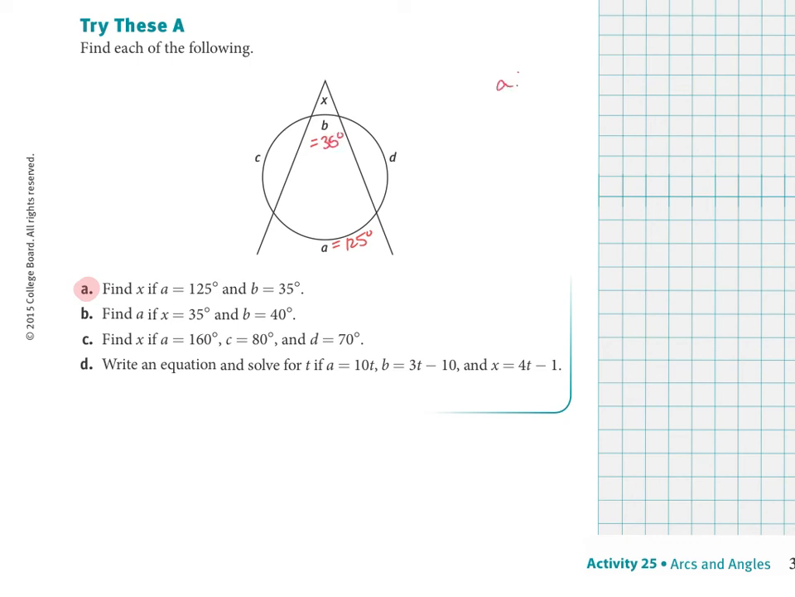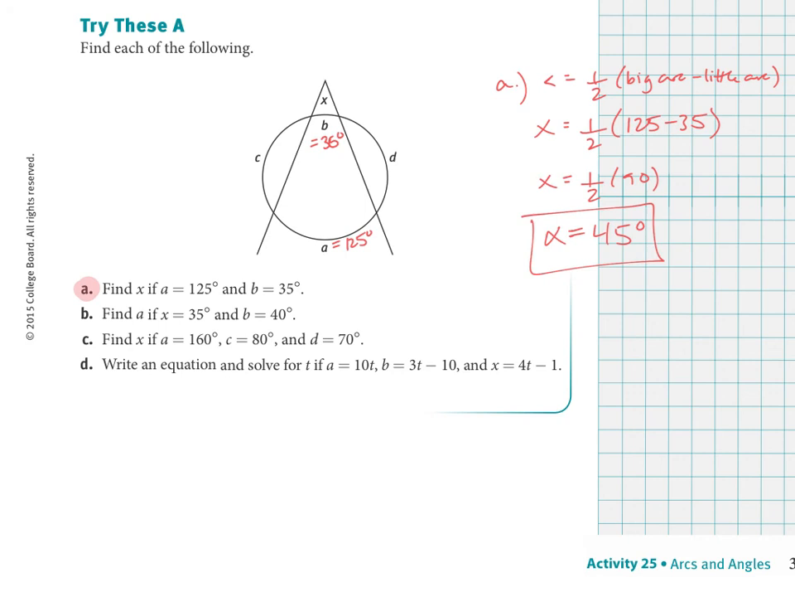And for part A, I'm going to do it up here, and I'm going to use that formula, right? So we have that the angle measurement is going to equal 1/2 of our big arc minus our little arc. So we're using X to find out what that angle is. So X equals 1/2 times 125 minus 35 degrees. So we have X equals 1/2 times 90 degrees. So X is actually going to equal 45 degrees.